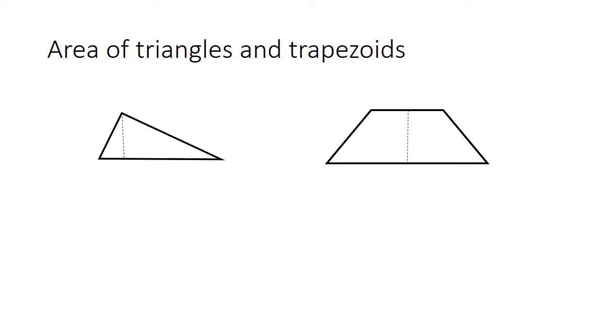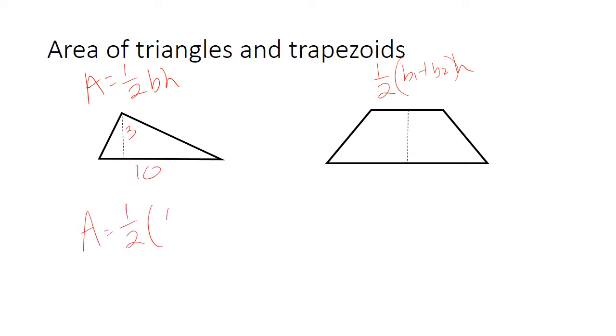All right, so for our area of our triangles and our trapezoids, remember this one is going to be 1/2 base times height. And this is 1/2 base 1 plus base 2 times height. So if I tell you that my height here is 3 and my base is 10, my area is going to be 1/2 times 10 times 3, which will be 15, and remember it is units squared.